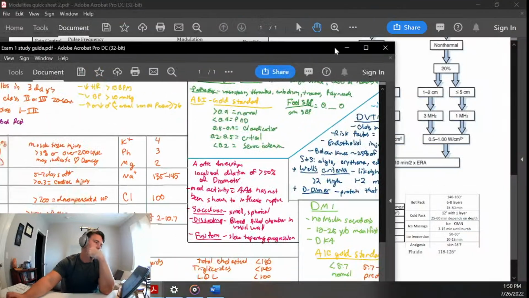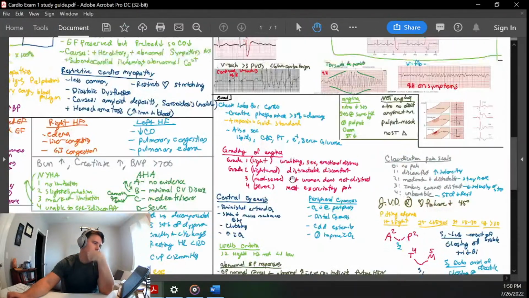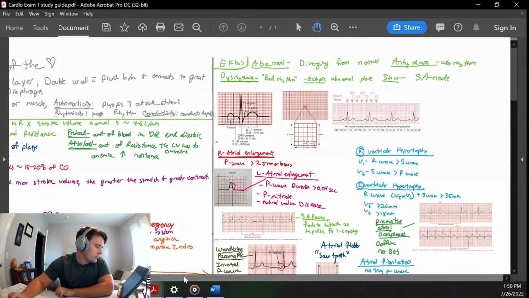Let's see, going through my study guide here. So we went through EKGs.